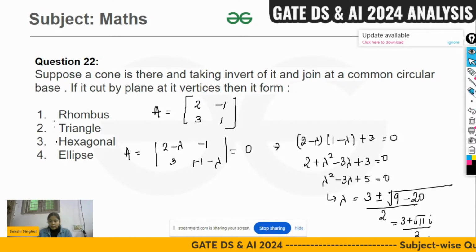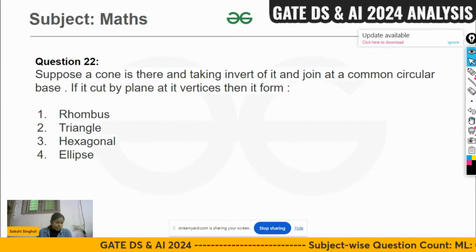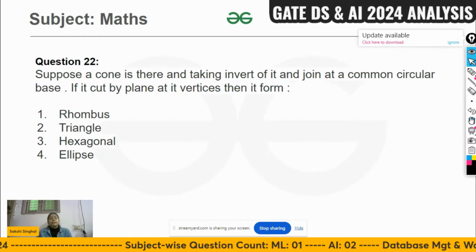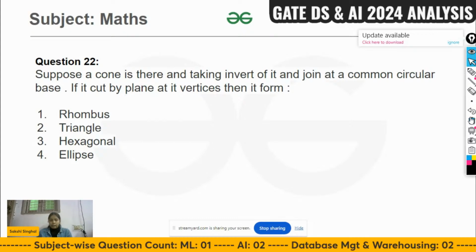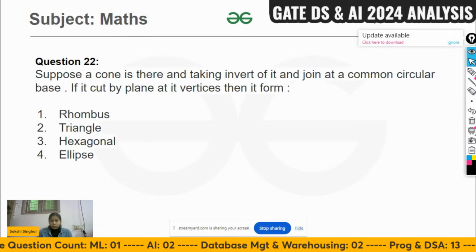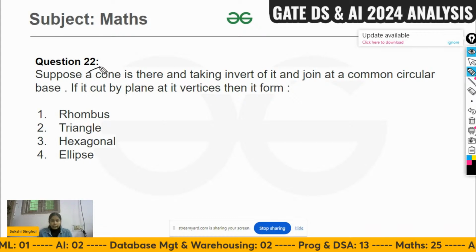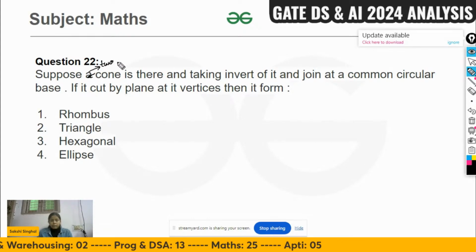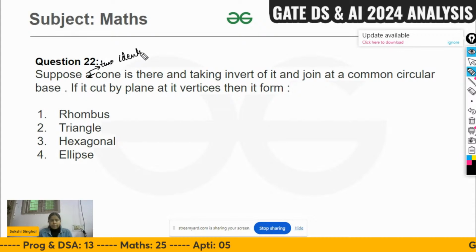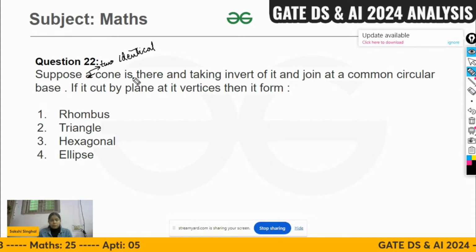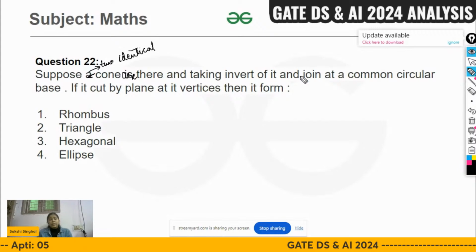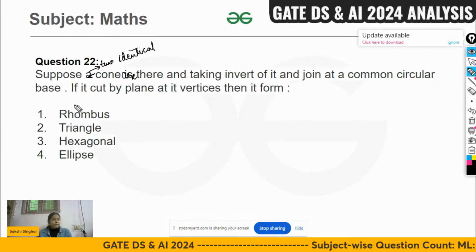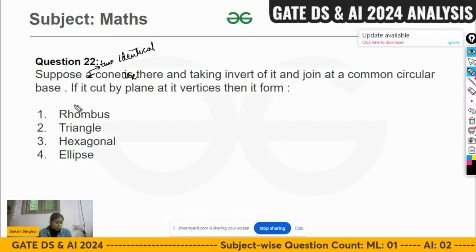Right, there is one question. Just tell me guys, how many of you have ticked which option? It says suppose two identical cones are there, and taking the inverse of one, join them at a common circular base. If it is cut by a plane at its vertices, then what would it form, guys?